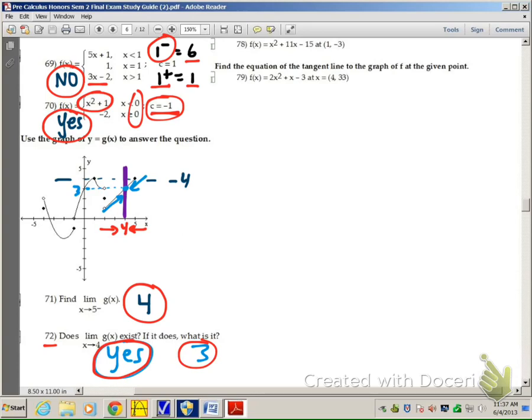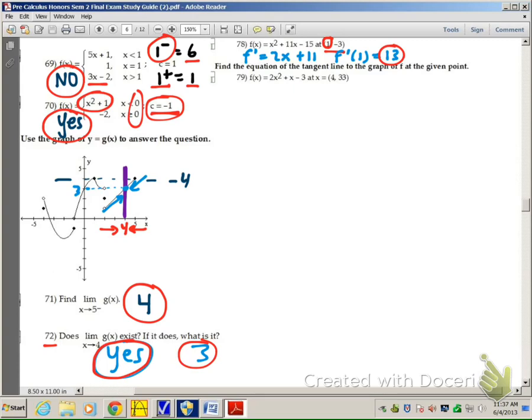Scooting on up here to number 78, we're being asked to find the slope of the tangent line to the graph at this point. And again, what we need here is the derivative, because the derivative will give us the slope. 2x plus 11, and then f prime at 1, because f prime depends on x. As f depends on x, so does f prime. F prime at 1 is equal to 2 plus 11, so 2 times 1 is 2, plus 11 is 13. So 13 is the slope of the curve at the point. Slope of the tangent line to the graph at that point, 13.